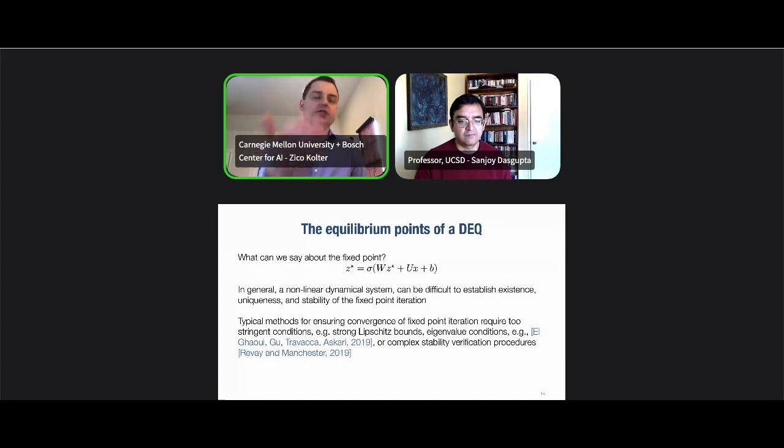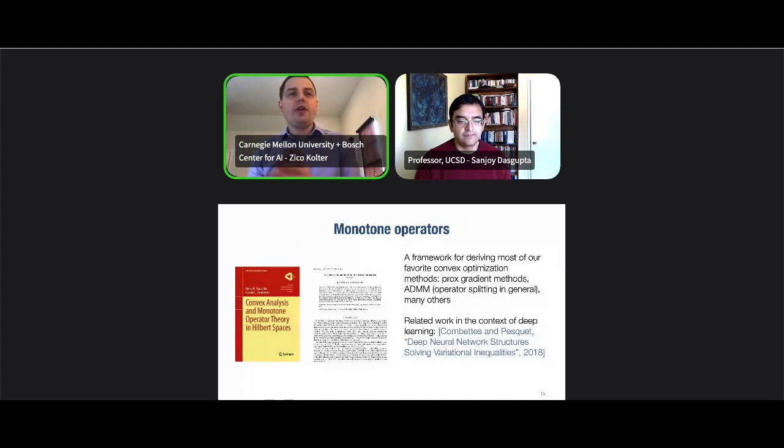Eigenvalue conditions also. Laurent El Ghaoui, in his work, looked at eigenvalue conditions. Or even, there's a whole suite of tools from control theory on verifying stability of nonlinear systems. But these are typically applicable to much smaller systems than the deep networks that we typically want to run in practice. So what can we say about these things? And maybe what can we say about a better way of finding these fixed points? It turns out that the theory of monotone operators actually provides a wonderful set of answers to these questions.